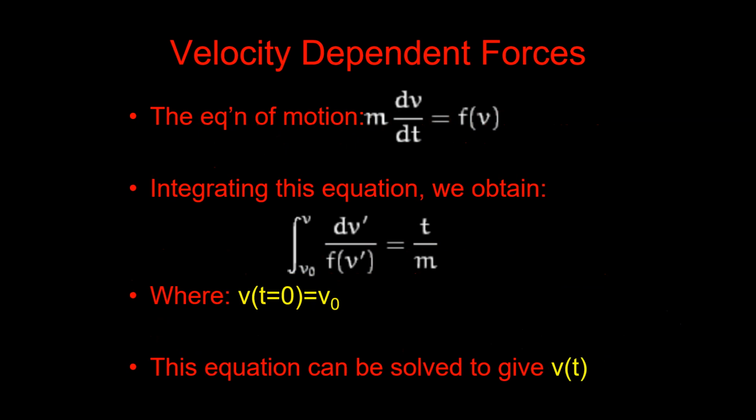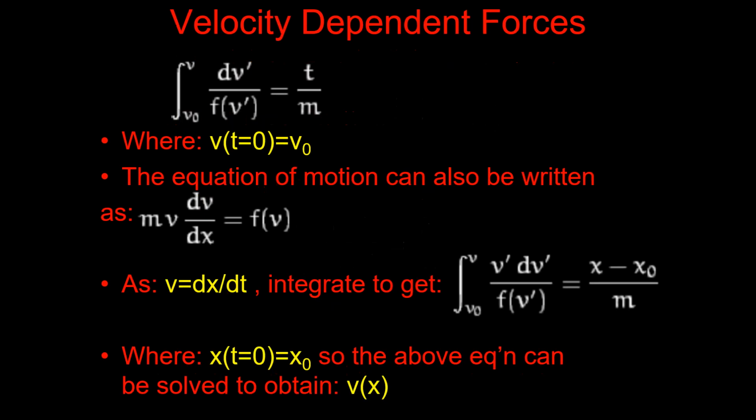So our equation of motion, ma, is equal to F. If you integrate this equation, you'll end up with dv prime by f, which is equal to t over m. And you can solve that equation to get v. So you can often look at the equation of motion in much more complicated cases. We're not really going to expand our analysis to this, but this is a very useful form of analysis in terms of the equation of motion for a resistant or varying force with velocity.